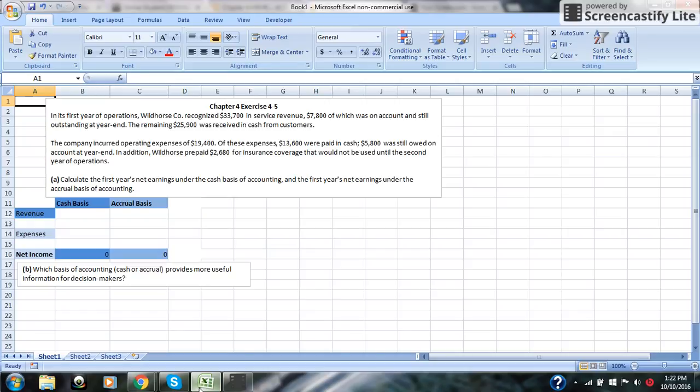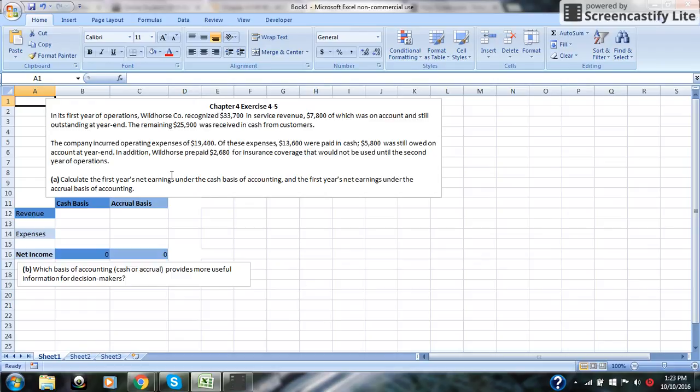Alright, so we'll be working on Chapter 4, Exercise 5. In this problem, they want us to calculate the net income on a cash basis and also on an accrual basis for the Wild Horse Company. So we'll start by reading here.